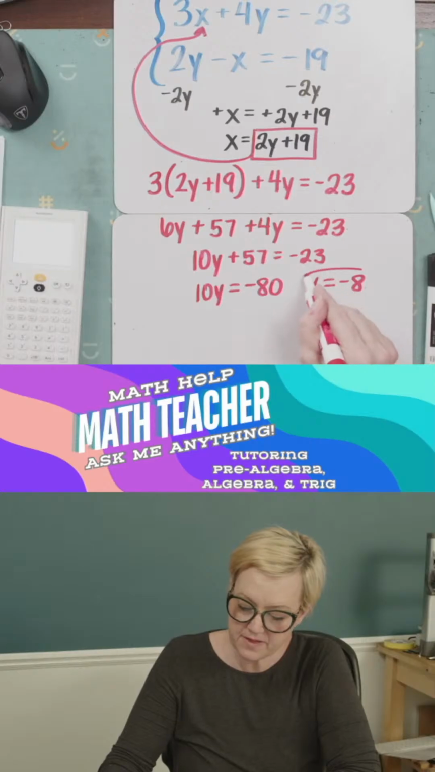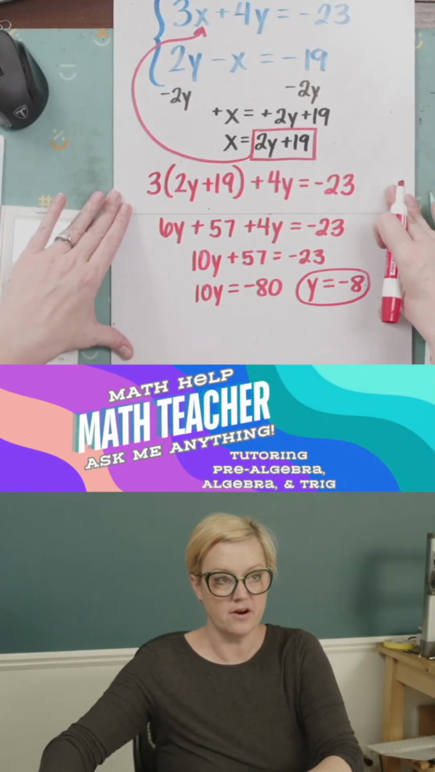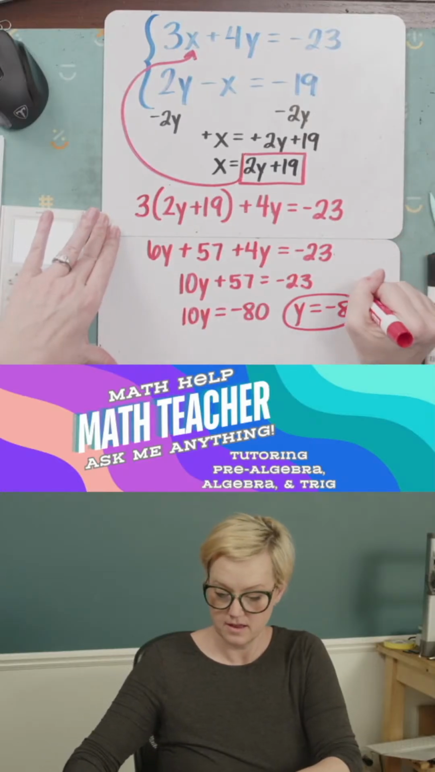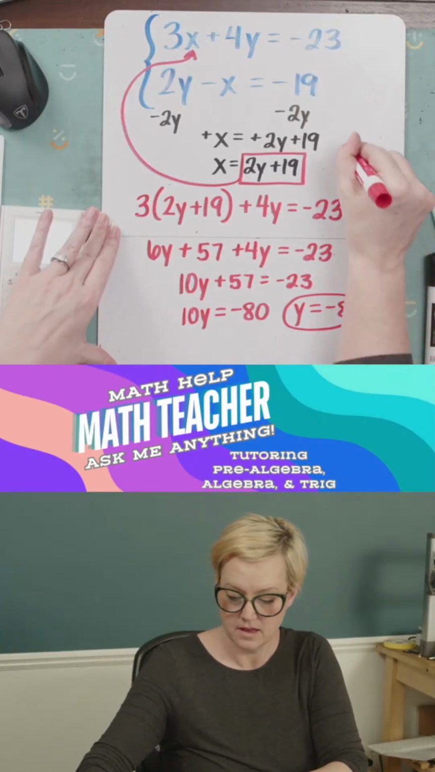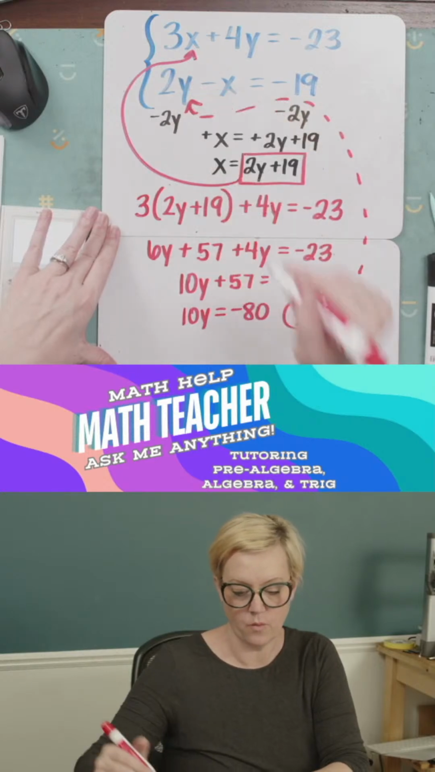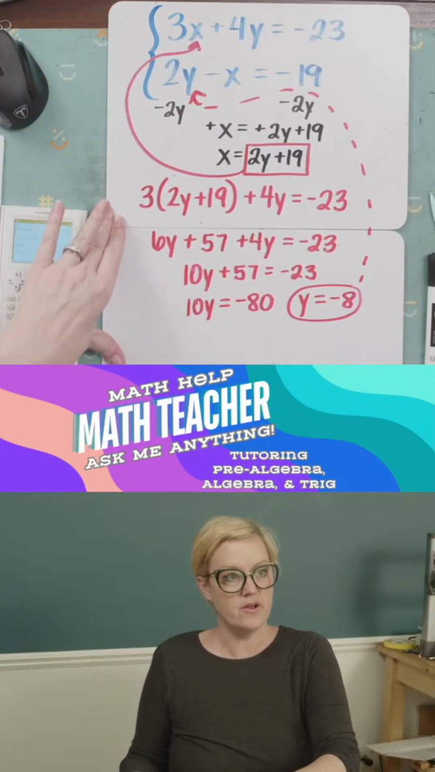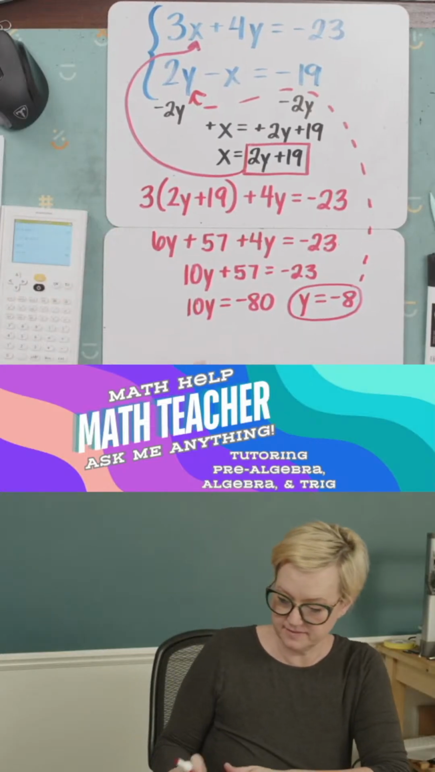Now, once I have this value, I can go back up here and substitute it in for that y there. Okay, so now I know that y is -8.